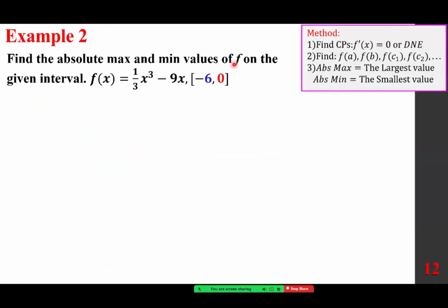Find the max and minimum value of f on the given interval. f of x is 1/3 x cubed minus 9x in the interval of -6 to 0. And this is the methodology. But before we discuss the methodology, I want to remind you of something very important.